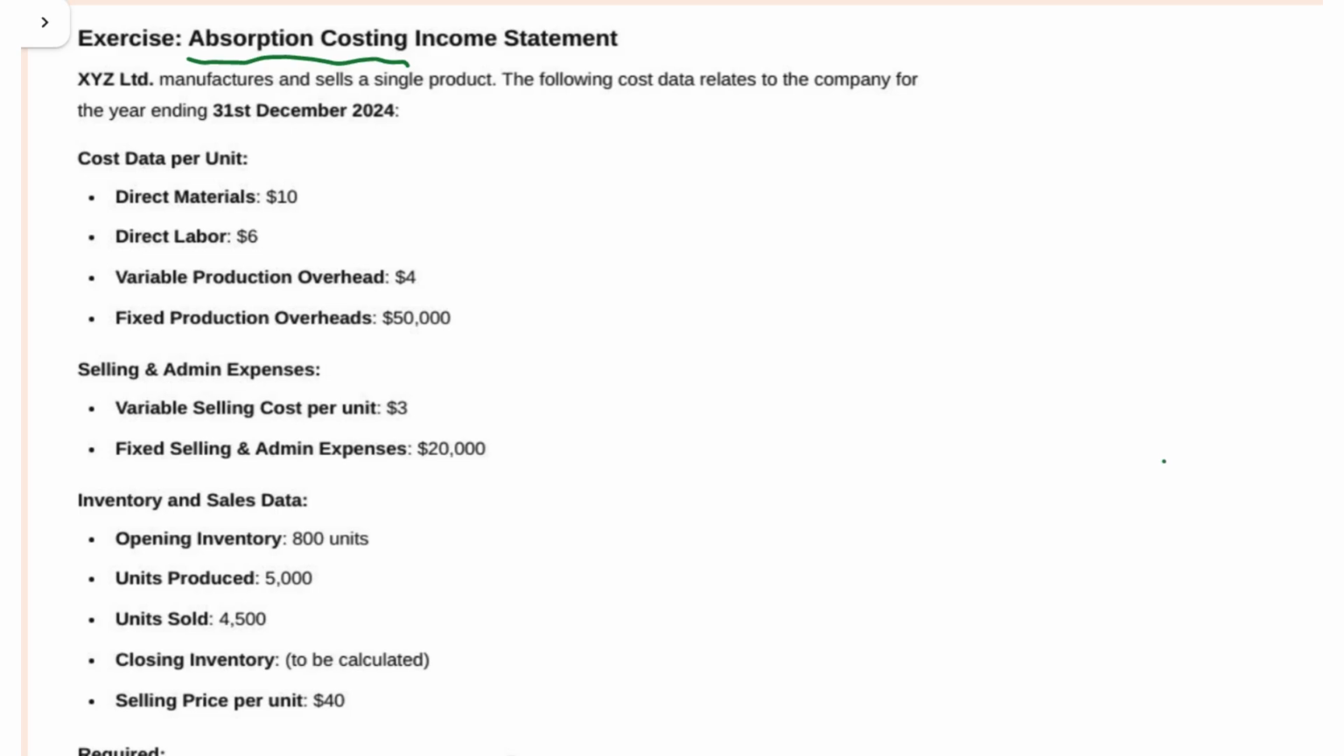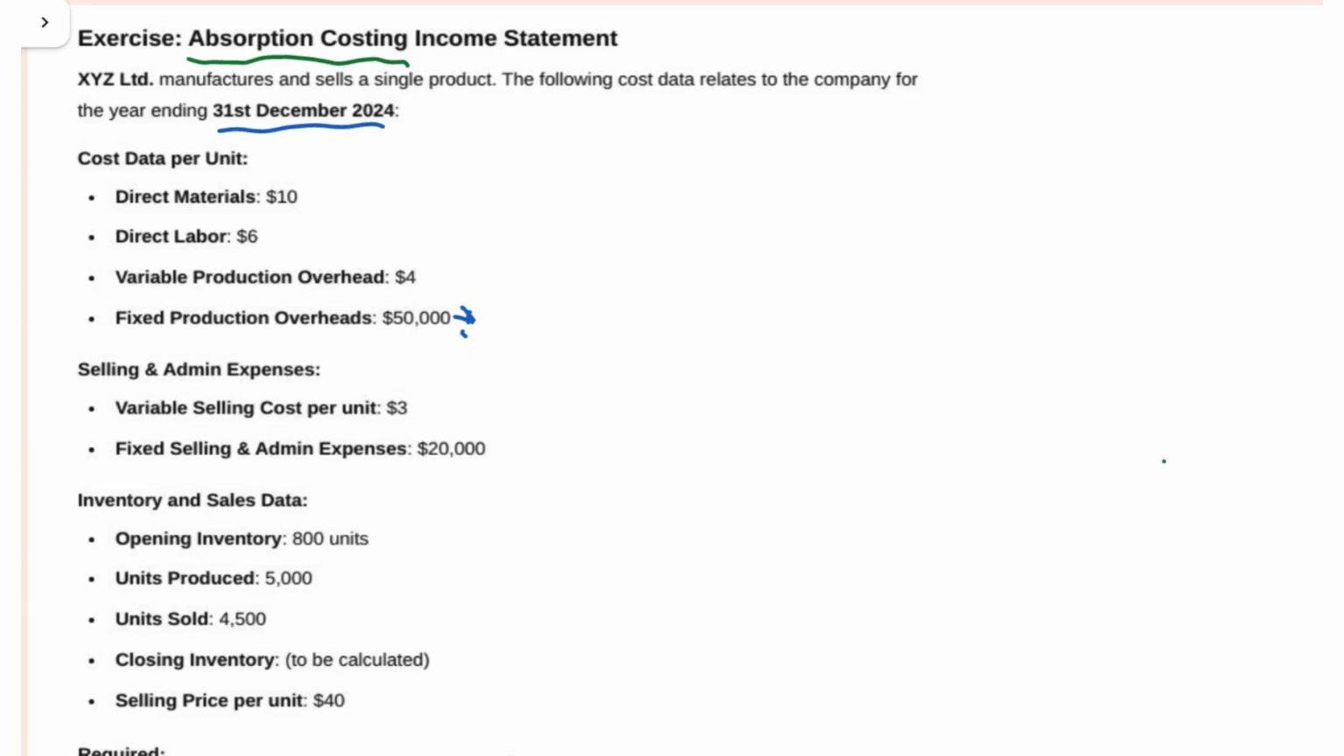So let's do the question first. XYZ Limited manufactures and sells a single product. The following cost data relates to the company for the year ending 31st of December 2024. We have direct materials $10, direct labor $6, variable manufacturing overheads $4, and fixed production overheads of $50,000. You will usually just get a fixed amount. It's very rare that you get a per unit amount for fixed overheads because it's not related to a single item like direct materials or direct labor.